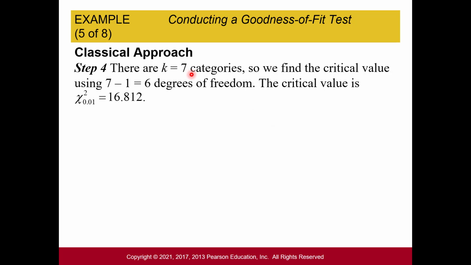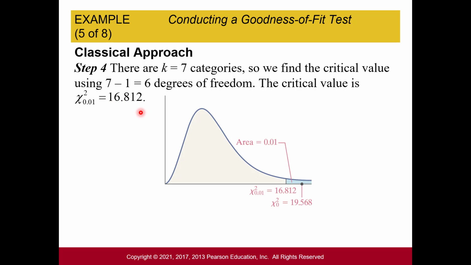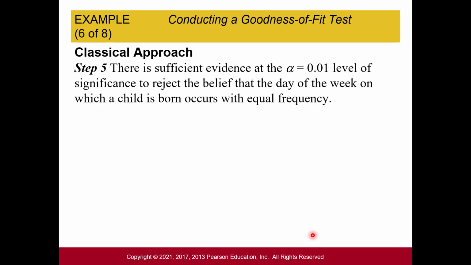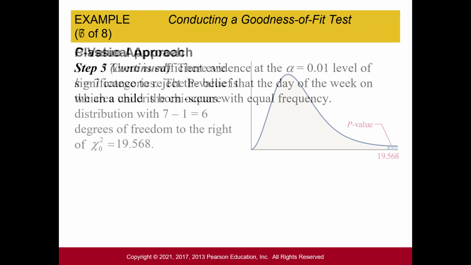We have 7 categories, so our degrees of freedom is 6, and so our corresponding critical value for chi sub 0.01 squared from our chi-squared distribution table, we would get 16.812. And so notice that our test statistic at 19.568 is in our critical region, or it's greater than our critical value, so we reject the null hypothesis. And we can conclude there's sufficient evidence at the 0.01 level of significance to reject the belief that the day of the week on which a child is born occurs with equal frequency.